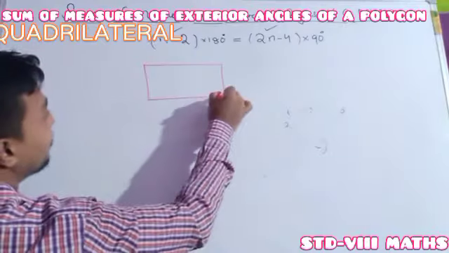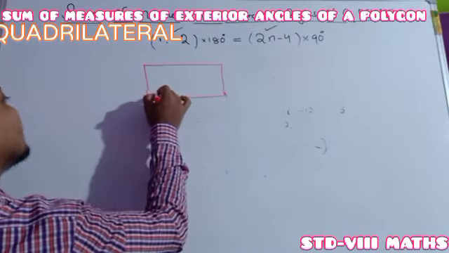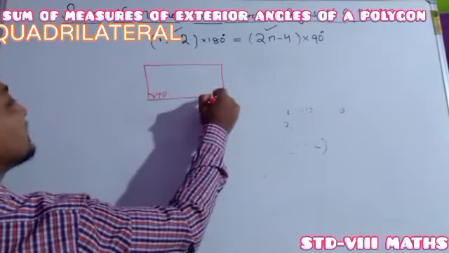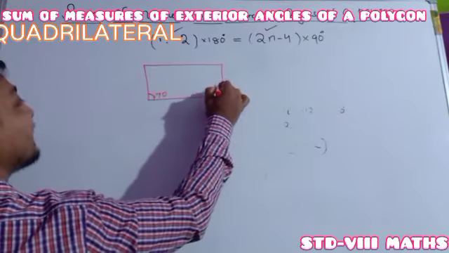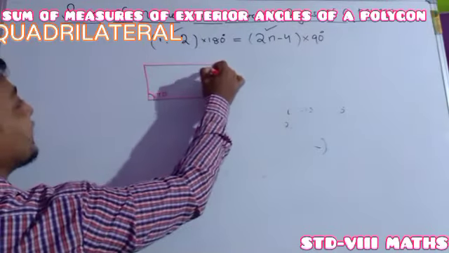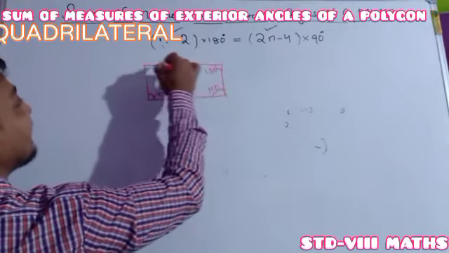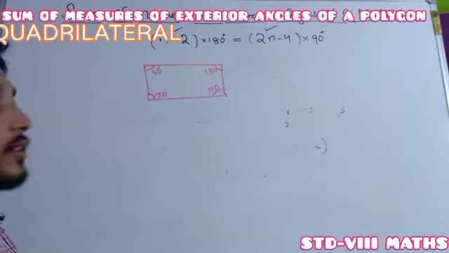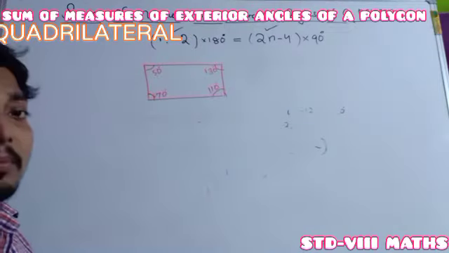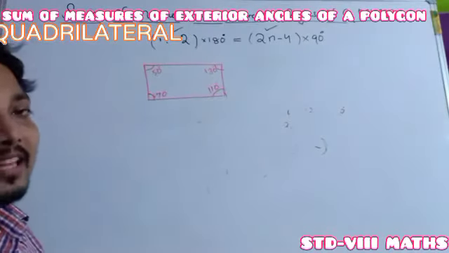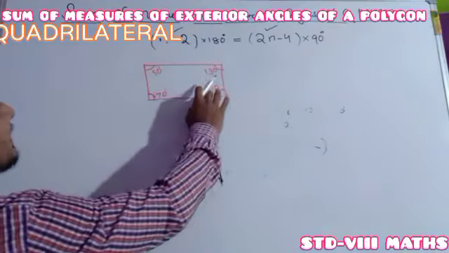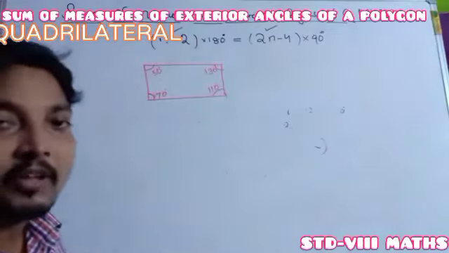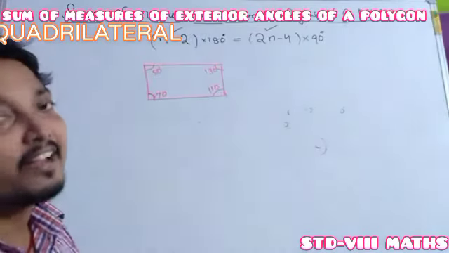Suppose this angle is 70 degrees, this angle is 110 degrees, this one is 130 degrees, and this one is 50 degrees. This is a quadrilateral whose sum of interior angles should be 360 degrees. Check: 110 plus 70 is 180, and 130 plus 50 is 180. So the total sum of the interior angles is 360 degrees.